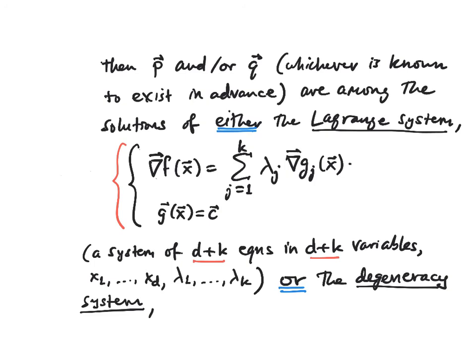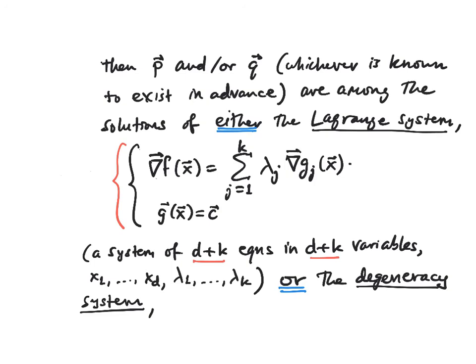By the way, there may be many points P that work, because there may be many points at which the function is tied for its maximum height. And there also may be many points Q where the function F is tied for minimum on the set S. But the point is, any one of those P's, any one of the points that give a global maximum of F on S, will be among your candidate points, among the solutions of the Lagrange system or the degeneracy system.